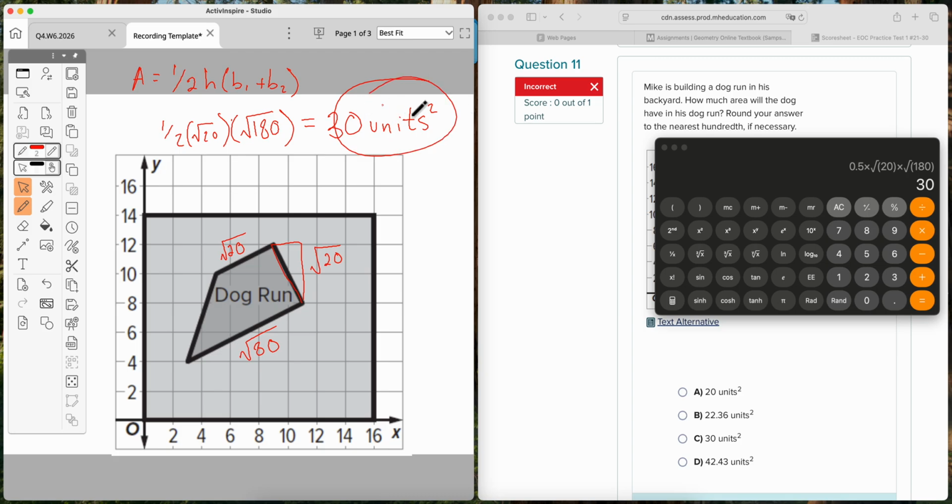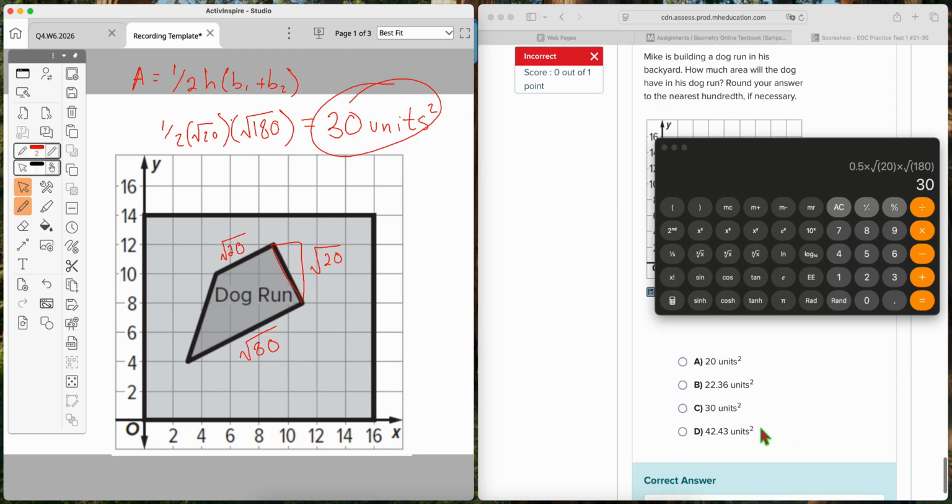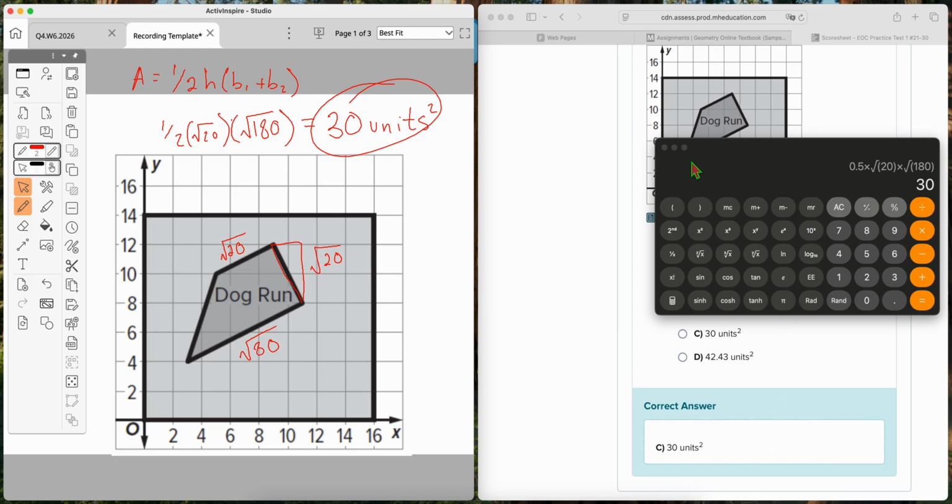Good enough. So I think it's C. It is C, 30 square units.